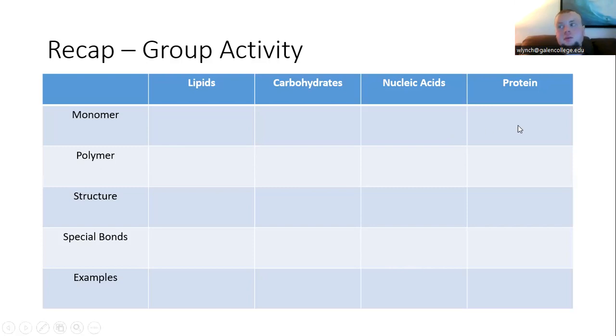And for proteins, our monomers are amino acids. Polymers are full proteins, oligopeptides, polypeptides are proteins. Structure is going to be between the proteins. Special bond is a peptide bond. And examples are going to be things like we saw with retinal binding protein or collagen. So you can use this chart to fill out on your own, get some different examples going on there.